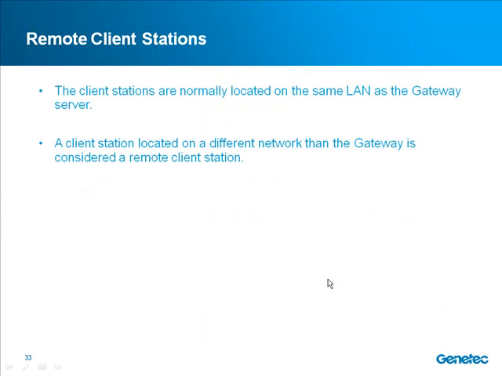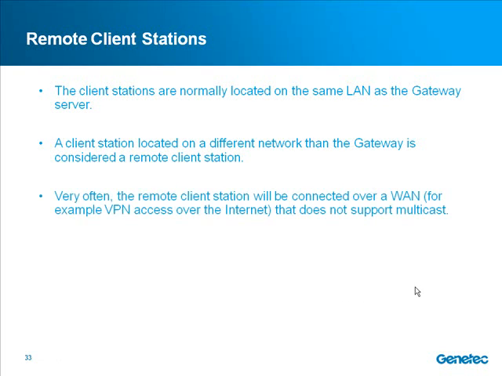Our next setup is for remote client stations. Remote client stations are workstations that are not on the same LAN as the gateway server. Very often the remote station will be connected over a WAN that does not support multicast, such as with VPN access or over the internet. Some examples of this are if someone is working on the system from home, or if someone is monitoring multiple sites remotely.